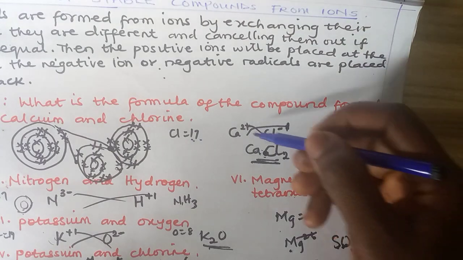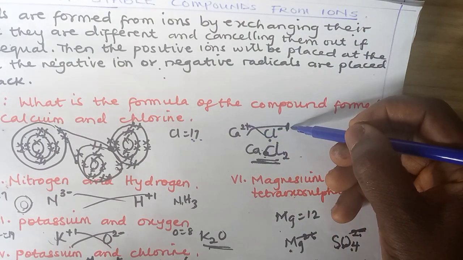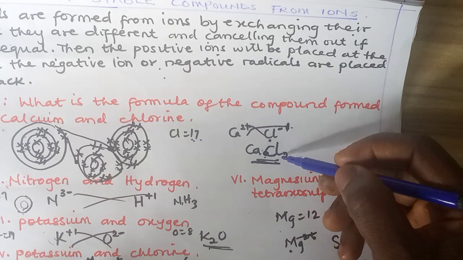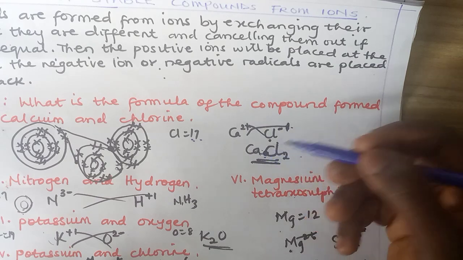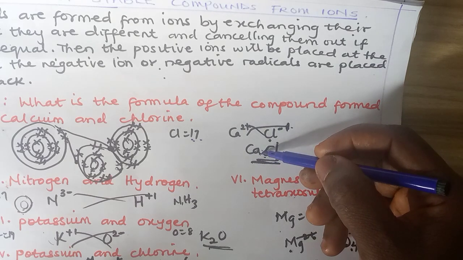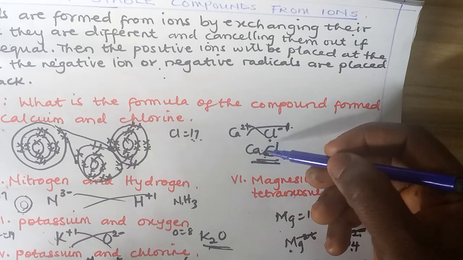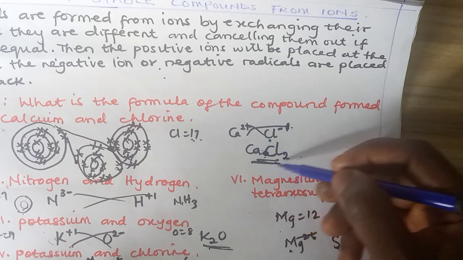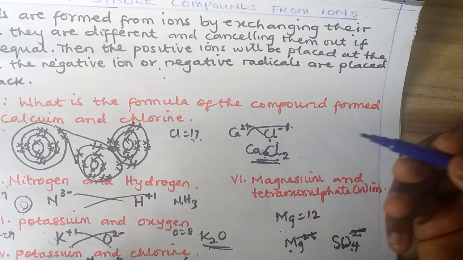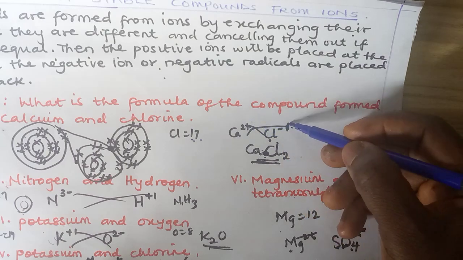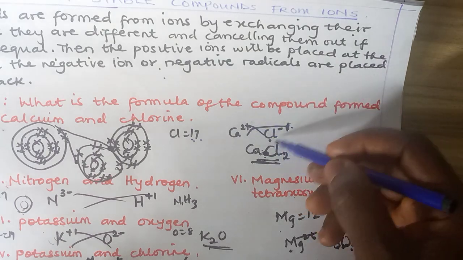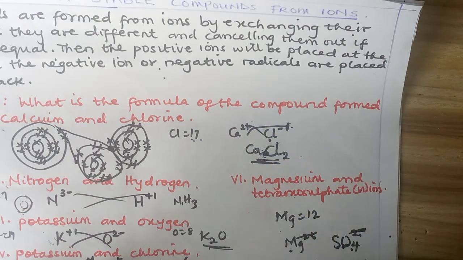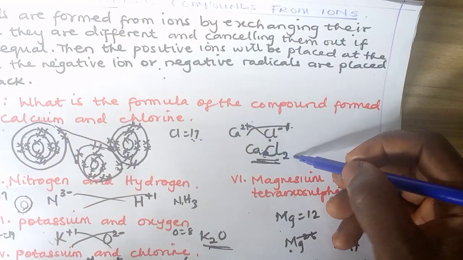In this case, the oxidation number has been written on top of them, then we exchange their valency. By the time the number comes down, 1 is not really important here, and the signs too will not be noted, because whatever number comes down represents the number of atoms, but if they are up, they represent oxidation number. So the 1 is negligible, and we write CaCl2.